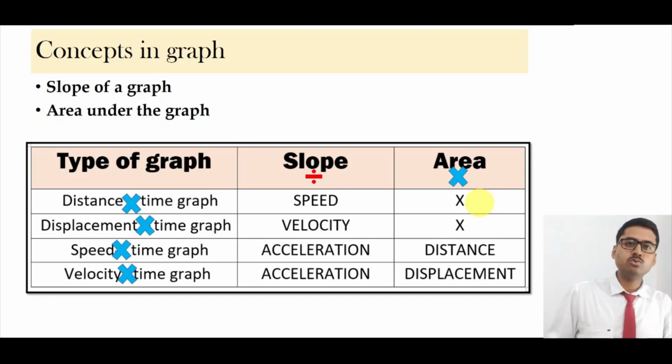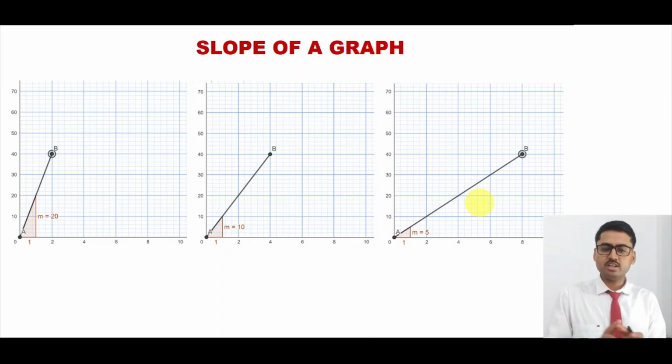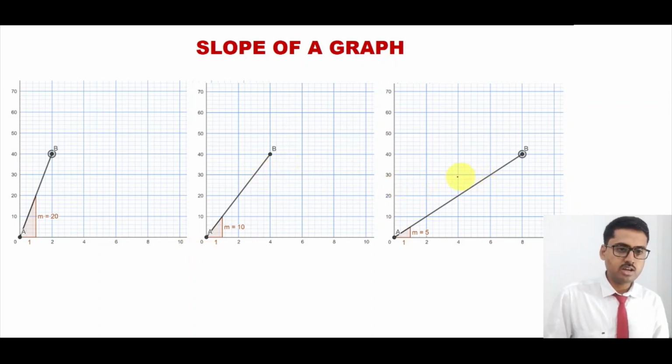Now it's time for us to get to the topic of slope and area in detail. So let us understand exactly what is the slope of a graph. Here in this graph, there are three lines AB as shown over here, and you can just see that the three graphs have got different slant. The first graph has got more slant than the second one, and the second one is even more slant than the third one.